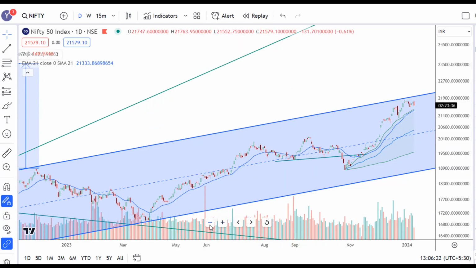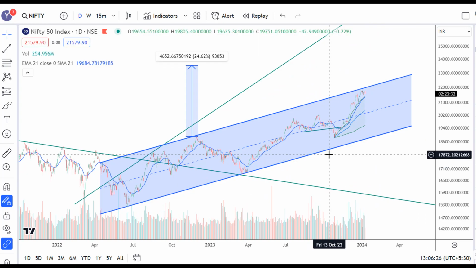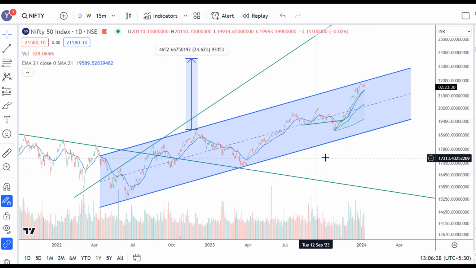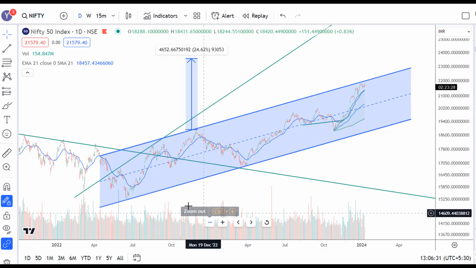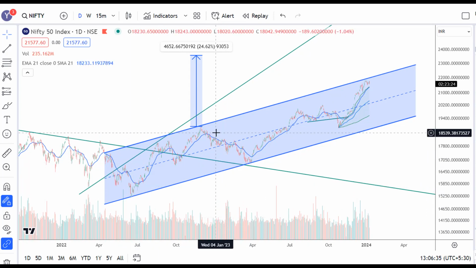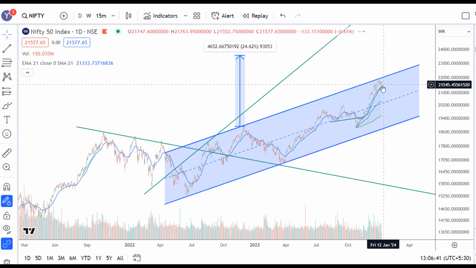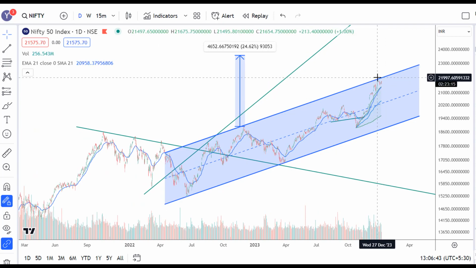Now let's look at what the Nifty 50 index is showing. The Nifty 50 chart here I have reproduced. This current rise from June of 2022 is largely contained in this channel here, which I have drawn. And currently we are at a resistance zone. The price action here is going to be important if we have to see a correction from here.